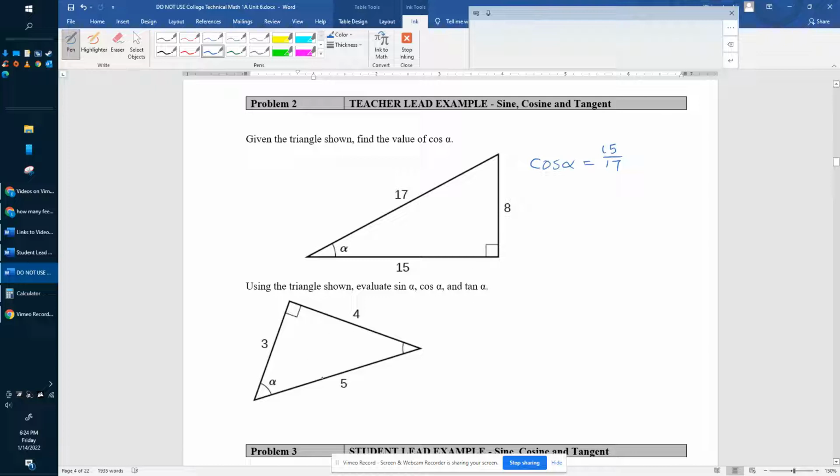How about this triangle? We're going to find the cosine, sine, and tangent of alpha. This is called a 3-4-5 triangle. So opposite over hypotenuse, sine, will be 4/5. Cosine of alpha is adjacent over hypotenuse, so 3/5. Tangent of alpha is opposite over adjacent, so 4/3.